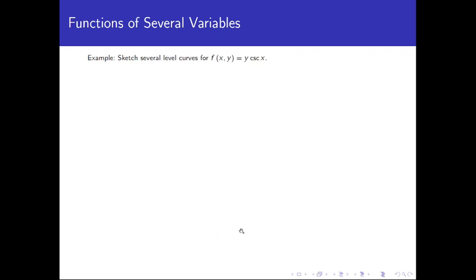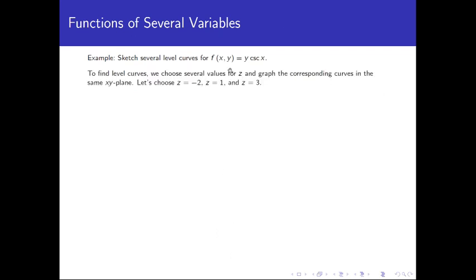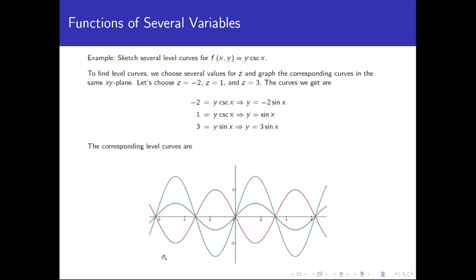Let's look at one more. Let's just sketch some level curves for this. Again, when you're sketching level curves, you're just picking some values for the z and then graphing the associated xy curve, whatever that relation happens to be. So we picked a few and rearranged the equations, and we see 3 sine curves, right? Negative 2 sine x, sine x, 3 sine x. So then the corresponding level curves would look like this, right? Here's your 3 sine x, the green one, the blue one is the sine x, and the red one is the negative 2 sine x.